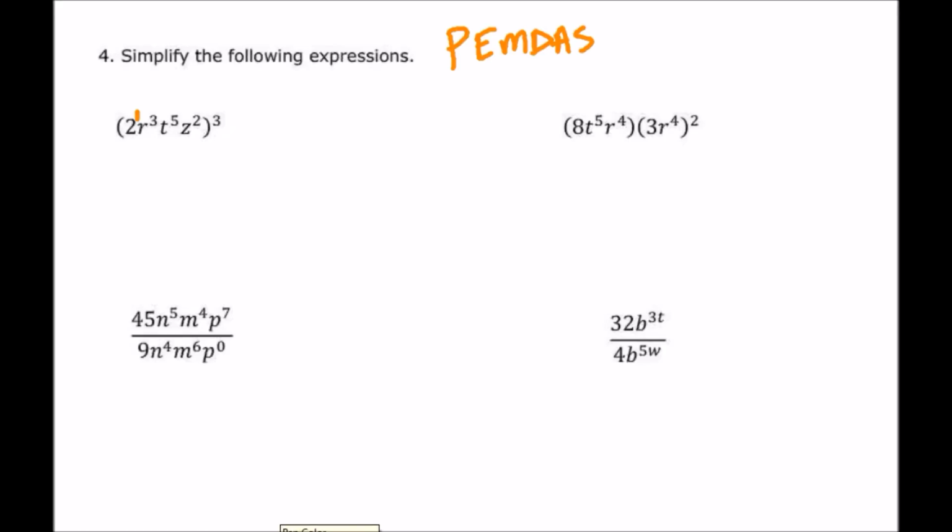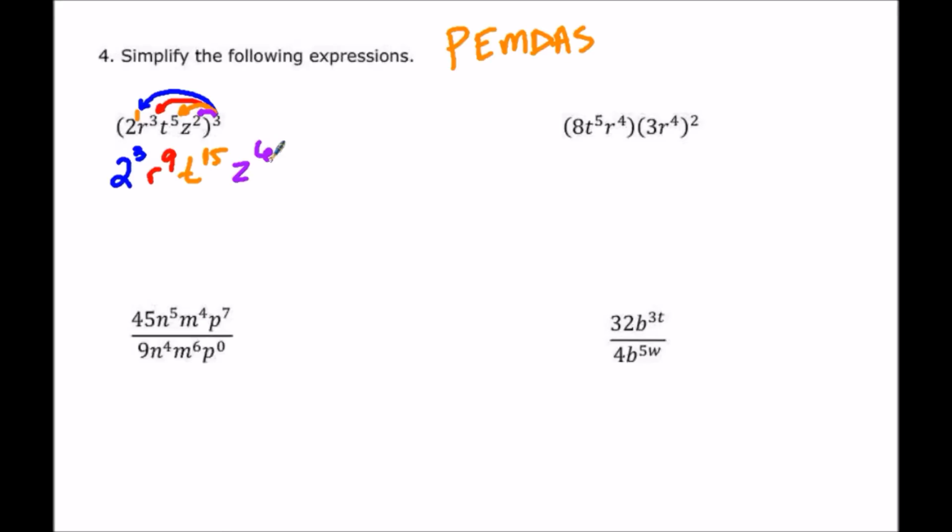So if I have exponents to an exponent power, I simply distribute. Here we go. 3 times 1, that is 3. See how easy this is? 3 times 3, that is 9. 3 times 5, that is 15. And 3 times 2 is 6. So I've multiplied all my exponents because, remember, with parentheses, that means multiply.